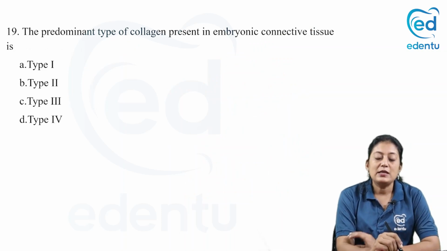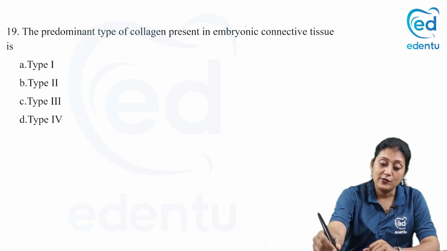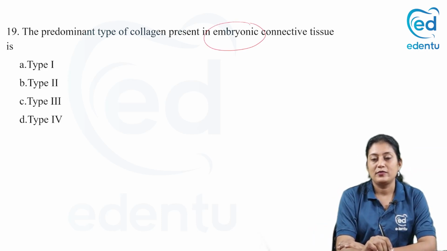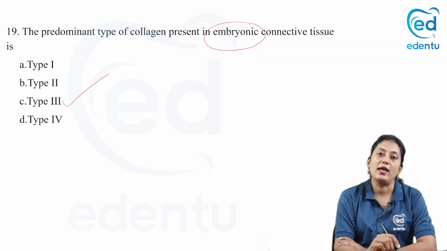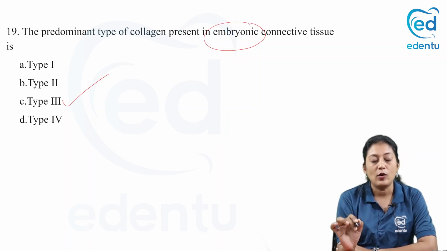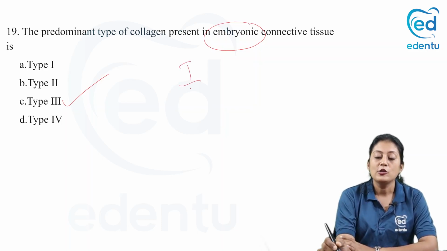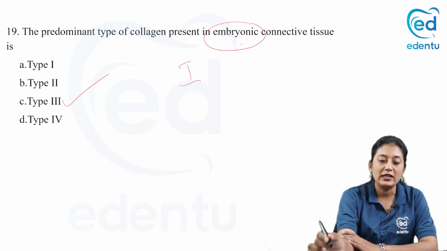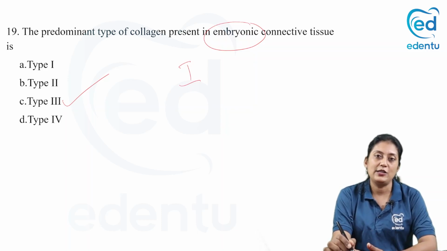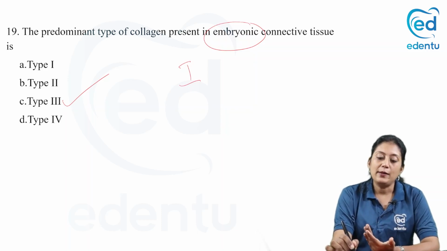The next question is the predominant type of collagen that is present in the embryonic connective tissue. Now, please note the question is embryonic connective tissue. So, the answer is type 3 collagen. Now, if the question is just the predominant type of collagen present in the connective tissue, then the answer will be type 1 collagen. So, the clue here is very, very important. Keyword is embryonic. Because in the embryonic life, in the mesenchymal tissue, you have collagen fibers. But the predominant type is type 3.